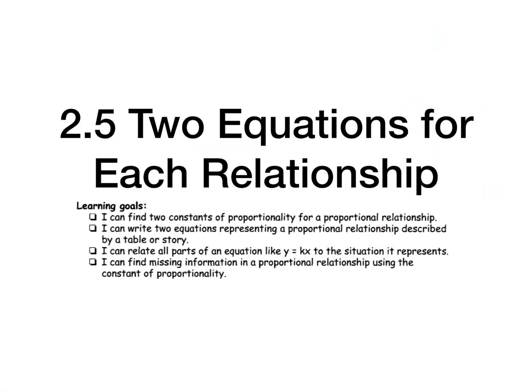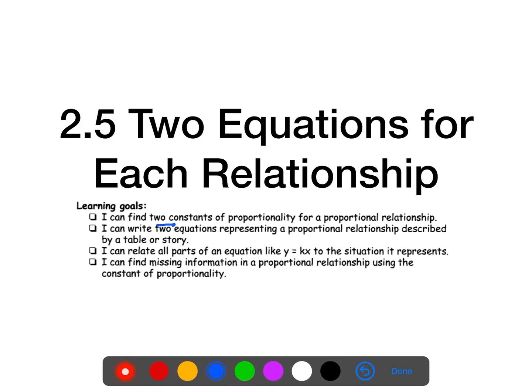Today we're going to look at lesson 5, which is titled Two Equations for Each Relationship. So we're going to work some more with equations for proportional relationships today, but now we're looking at two constants of proportionality, two equations. We're still representing the same proportional relationship. We're just looking at it from a different perspective. And that will really start to make sense as we move forward.